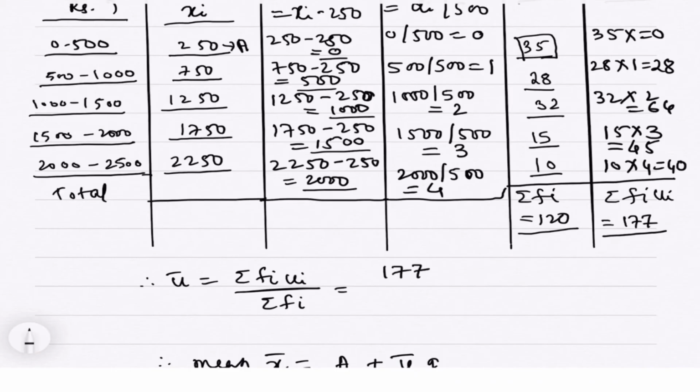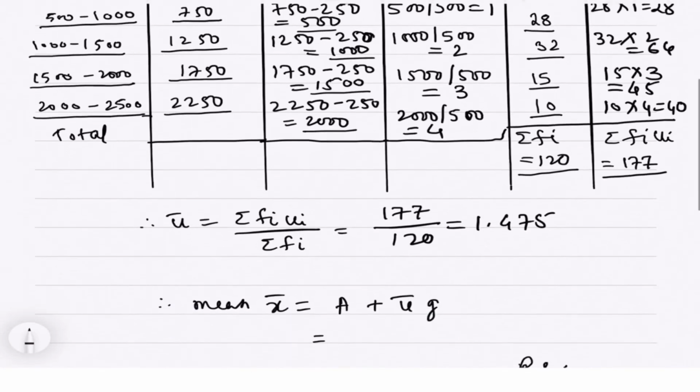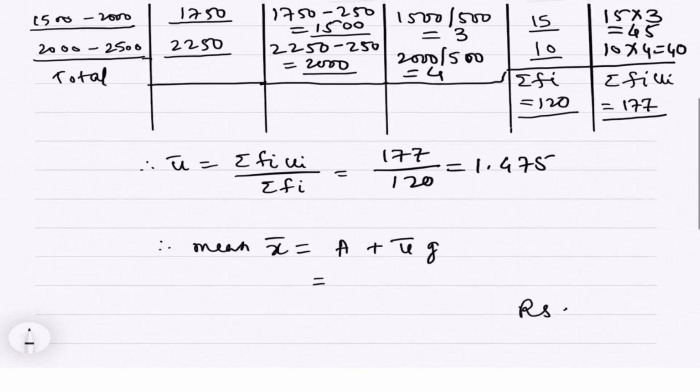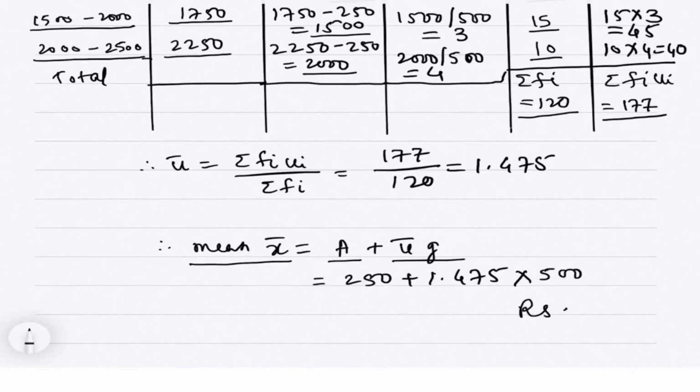Let us substitute 177 by 120. That gives us 1.475. So how to get back to the original mean x bar? Mean x bar equals assumed mean A plus U bar into G. Value of A is 250 as we have seen up, plus U bar is 1.475 into G. The value of G was 500.